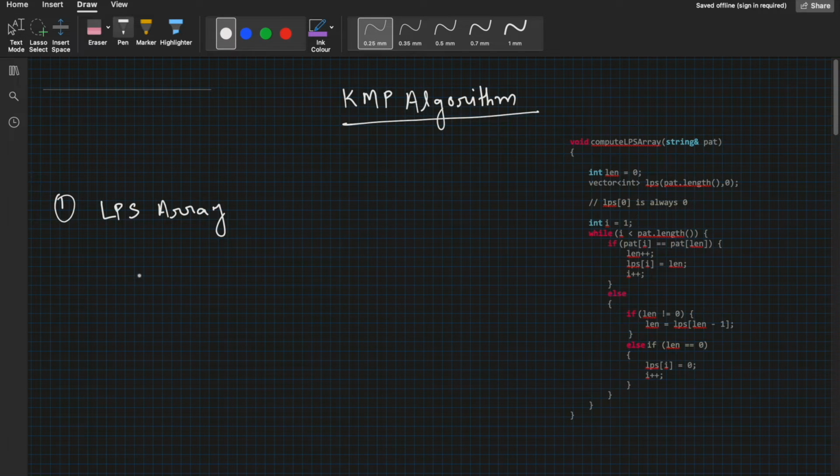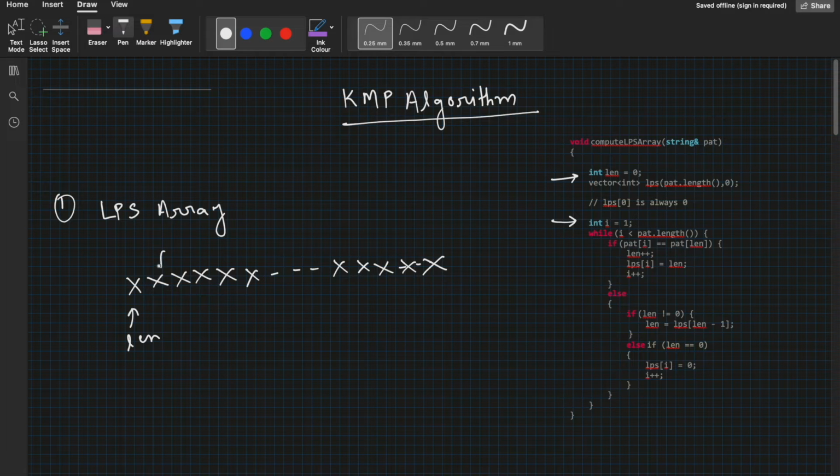I'll put it on a pattern string. So let's say we have a string like this. Now these x can be any characters. I am just putting them as placeholders, right? So if you look into the code, there are two pointers. One is length, which initially points to index 0, and there is another pointer which is I, which points to index 1. And we have a vector LPS which has been initialized with zeros, right?